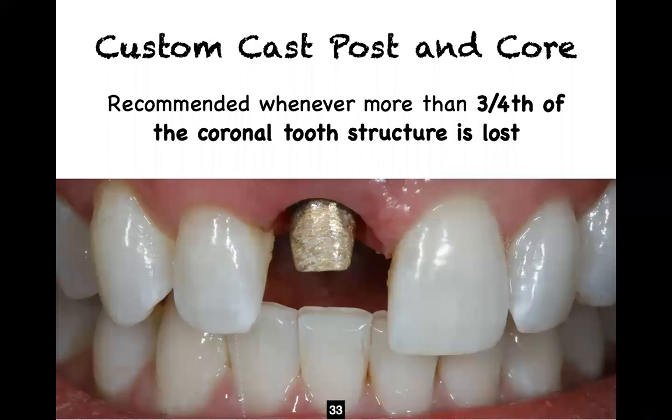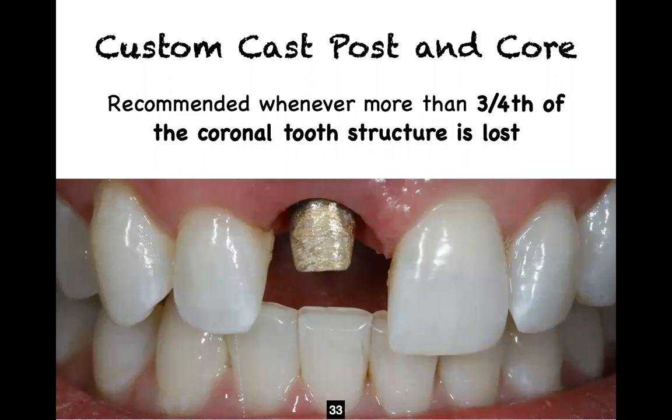Custom cast post and core. It is recommended whenever more than three-fourths of the coronal tooth structure is lost. Right? Preformed or aesthetic posts available in the market have standard sizes; you can pick and use them for your straight canal. But in case you have a definite three-fourths coronal loss, you have to make sure that you fabricate a post which is absolutely the same size as the canal, right? Then you will have to go for something known as a custom cast post and core.